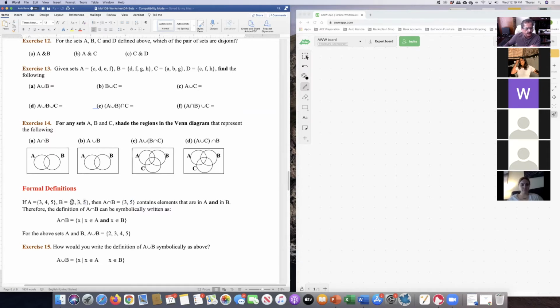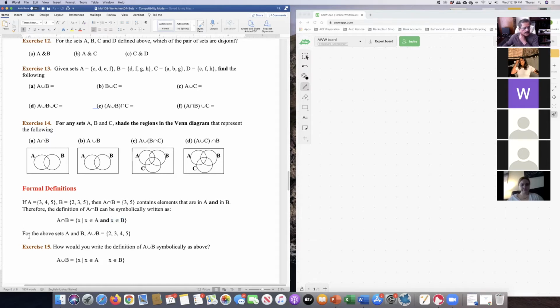Now, the 2 is not in the intersection because 2 is in B but not in A. So it has to be in both. And that's why the formal definition goes this way. A intersection B is equal to set of all x such that x belongs to A, x must be in A, and x must be in B. Only then it'll be in the intersection.